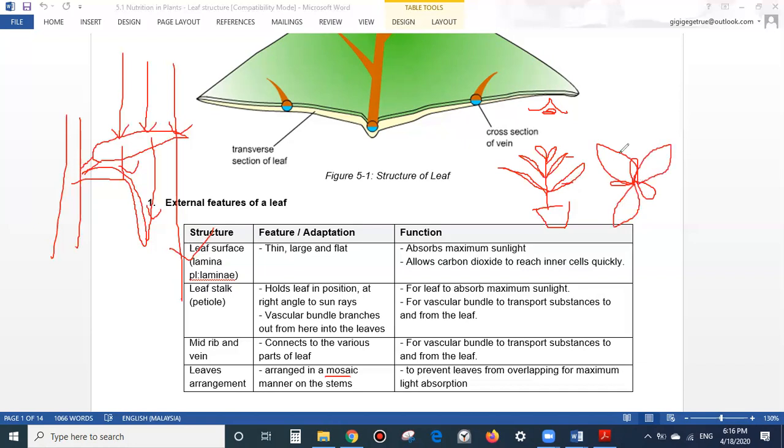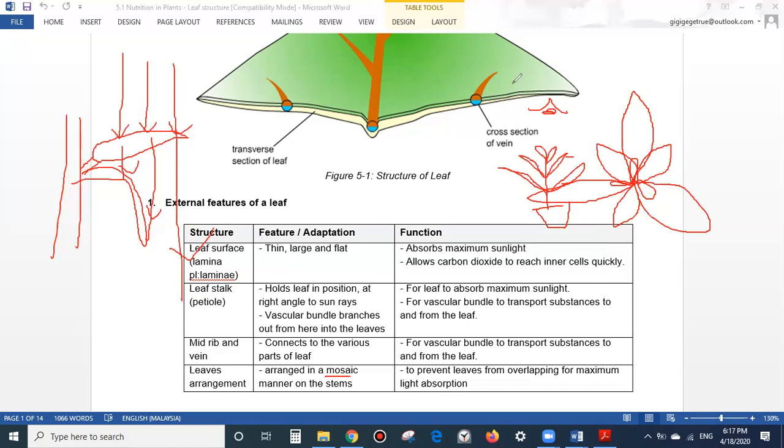And then the third layer will overlap with the first layer, because the first layer is quite small, so it doesn't really block out much sunlight. So this is the mosaic manner. Okay, it is a form of arrangement to prevent overlapping of the leaves and maximize light absorption.